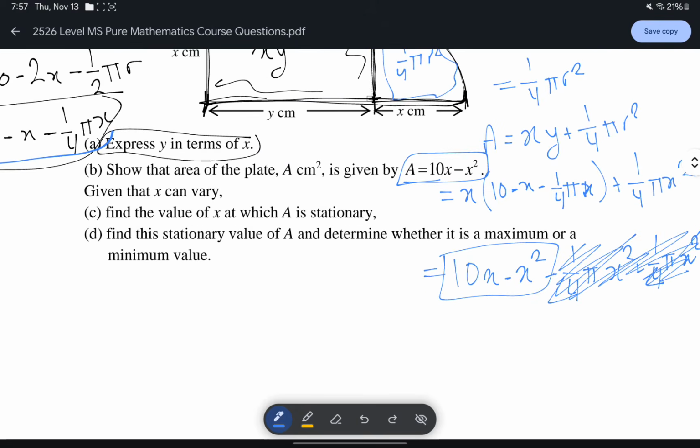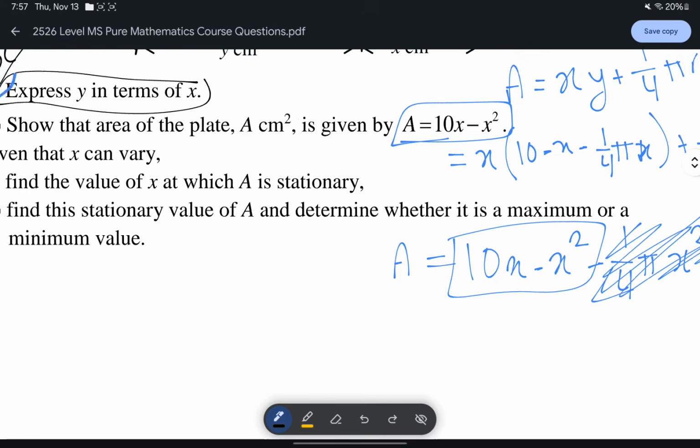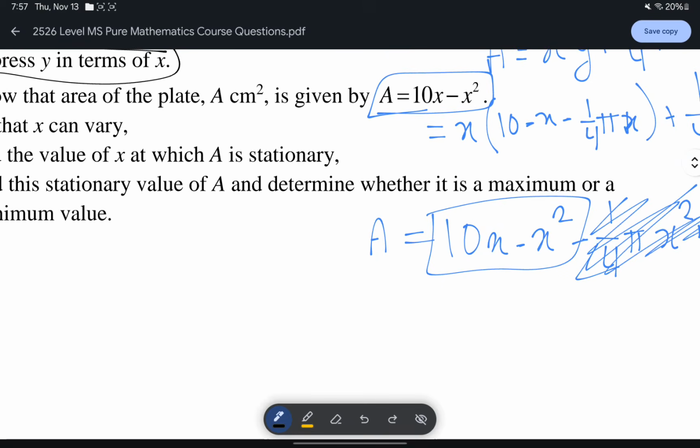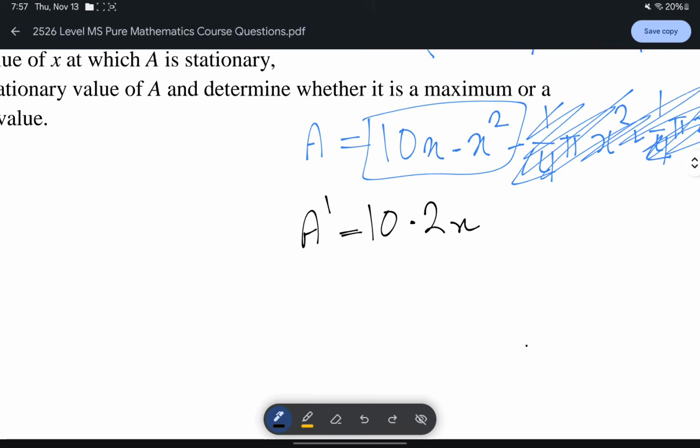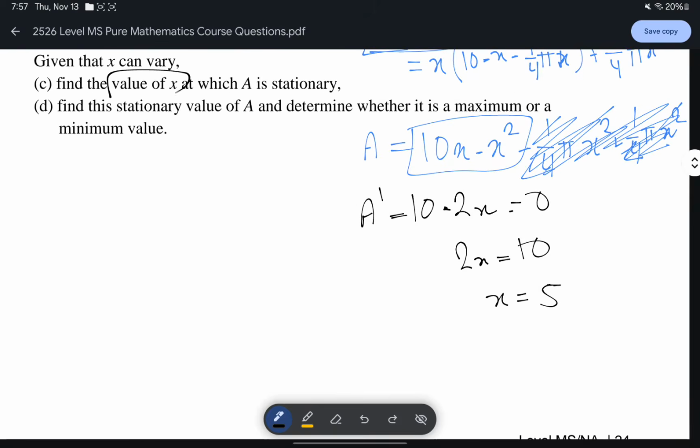Now part C, find the value of x at which A is stationary. Okay, so this is our area. Okay, I'll go back to that. This is our area. When they talk about stationary, maximum, minimum, we're going to differentiate. So A prime is 10 minus 2x. Take this, equate it to 0. So 2x is 10. So x is 5. Okay, this is part C. They're asking for the value of x, which is 5.